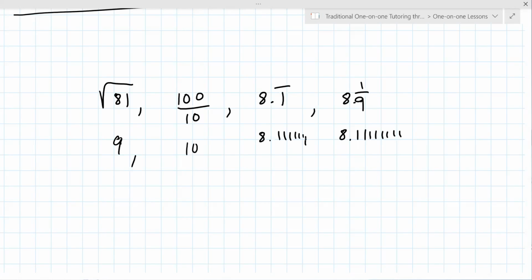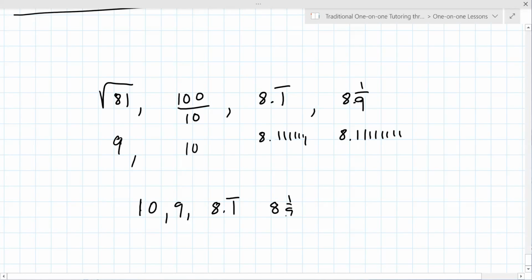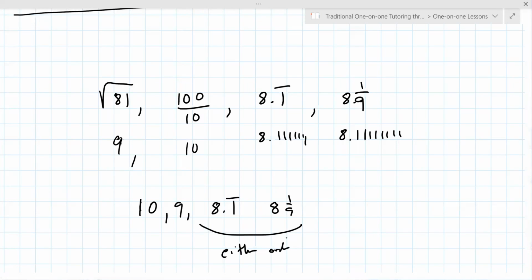Yes. Yeah, I don't know. This is kind of weird. I need to clarify some stuff with my teacher. Yeah, it's not great. So this is 10, 9, 8.1 bar, and then 8 and 1/9 because they're the same. They can go in either order. If you have a calculator, you can do this.